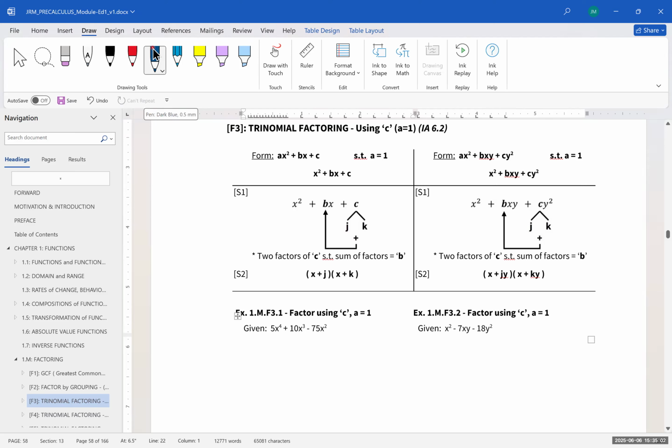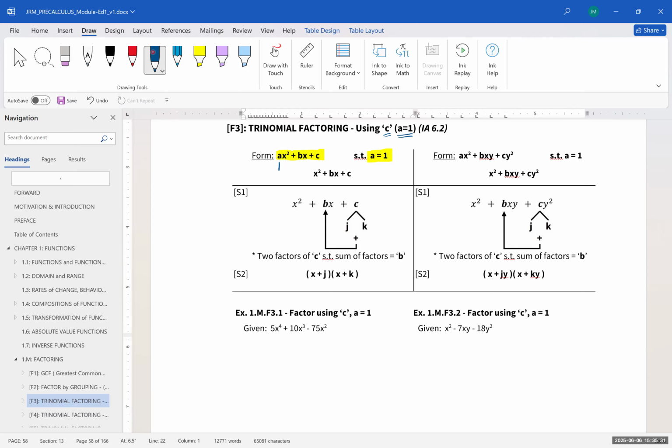All right, let's look at this next method of factoring. This is trinomial factoring using the constant term c, and this is when the leading coefficient is equal to 1. So when we have a trinomial in this form, a second order equation such that the leading coefficient is equal to 1.